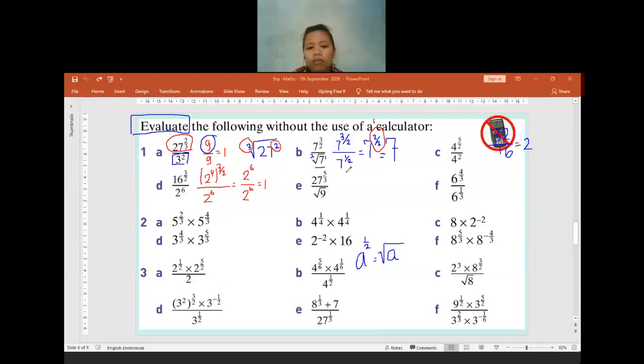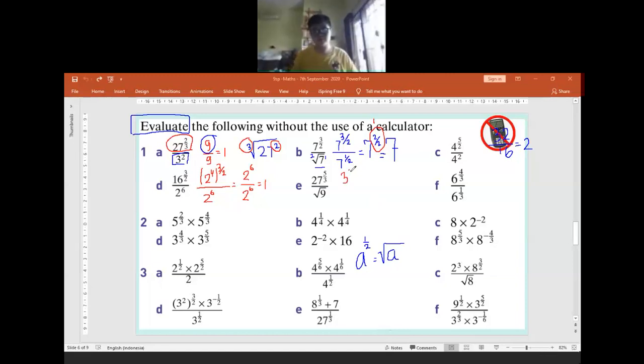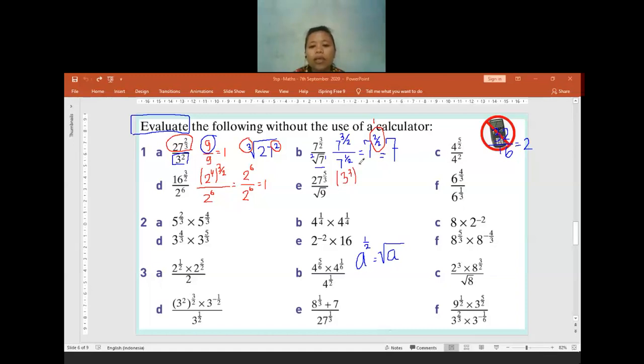3 and 3. So it becomes 3 to the power of 3, and then in the bracket, 5 per 3. We can simplify the power. For the numerator, we will have it as 3 to the power of 5.